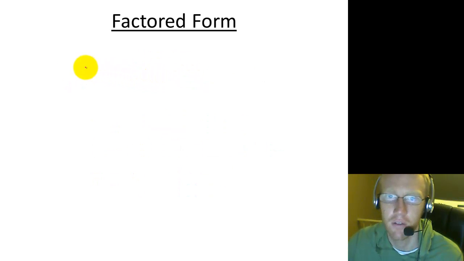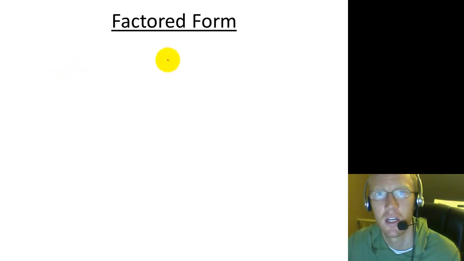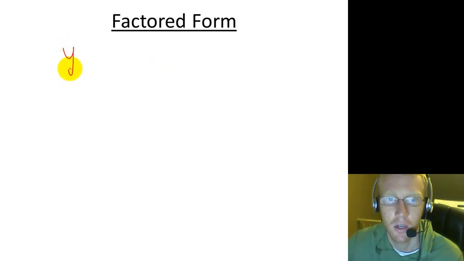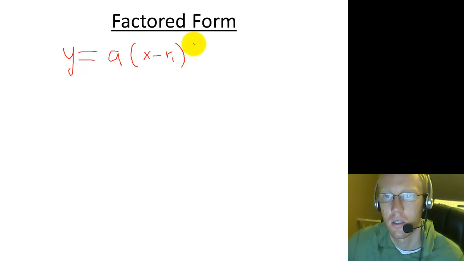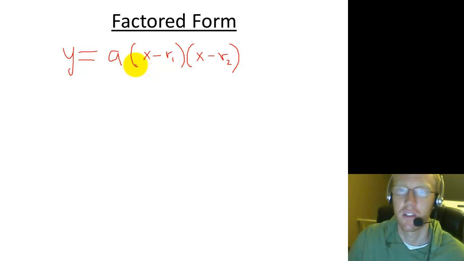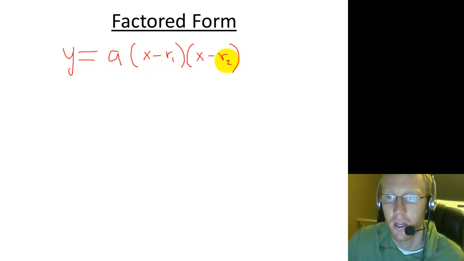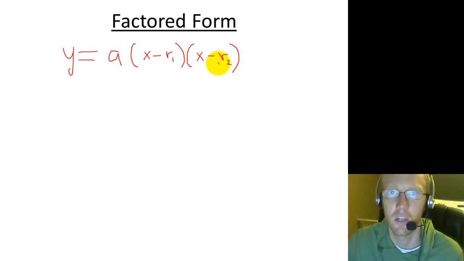Okay, the third and final form is called factored form. So you might remember way back earlier in the year we did factoring quadratics. That's related to factored form. Okay, so we have y equals a times x minus r1 times x minus r2. Okay, so notice that in all three equations we had x and y, and then we had three different things. So in this one we have a, r1, and r2. In the previous one we had a, b, and c, and in the vertex form we had h, k, and a. So all of them have three numbers that you'll be filling in.